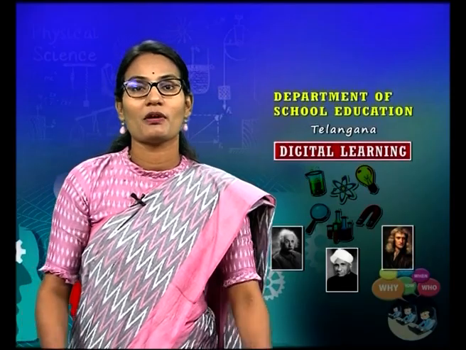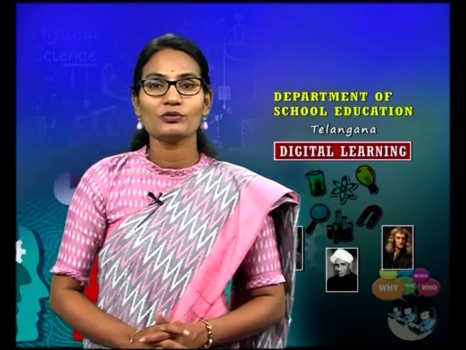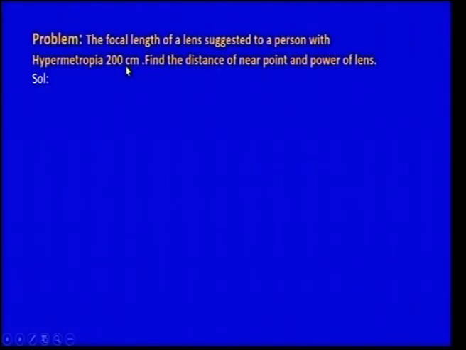To understand this power of lens, let us do one small application problem. The focal length of a lens suggested to a person with hypermetropia is 200 centimeters. Find the distance of near point and power of lens. Here a hypermetropic person is given, with focal length of the lens 200 centimeters. We have the formula for the focal length of the lens for a hypermetropic person: 1 by F equal to 1 by 25 minus 1 by D.